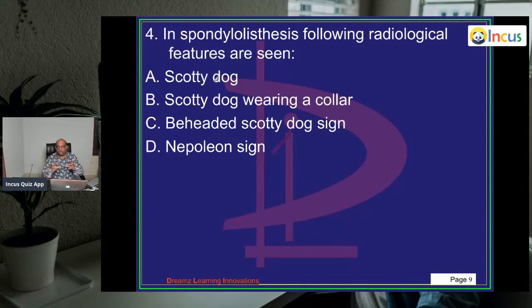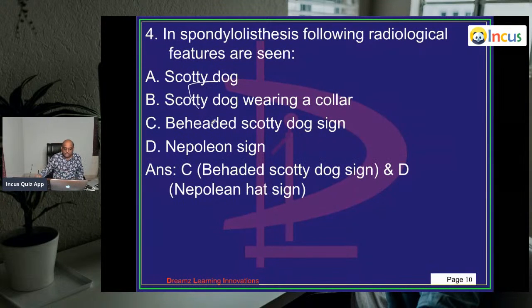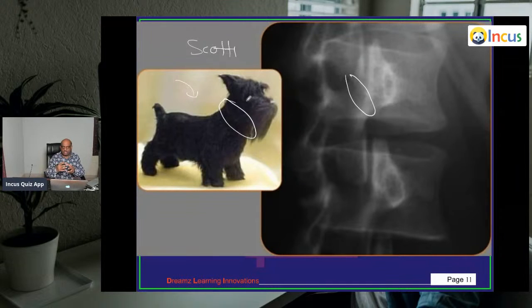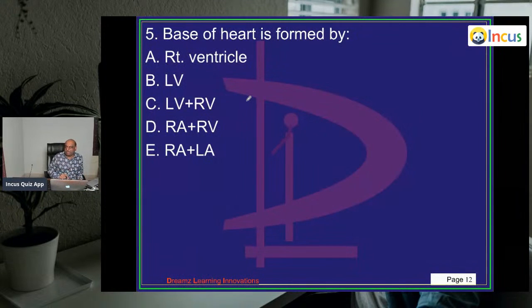Whenever there is a spondylolisthesis, when one vertebra slips over the other vertebra, what is the classical radiological sign? It's called beheaded Scottish dog sign. Beheaded means the head is being cut. There is also another important sign called Napoleon sign. So typically this is a Scottish dog. Just like a Scottish dog's neck is being beheaded, you see it whenever there is a spondylolisthesis, where there is a slipping of one vertebra over that of the other, is what you need to remember.